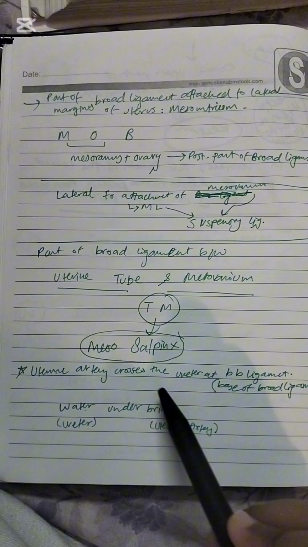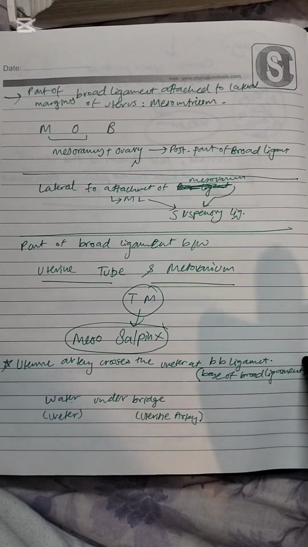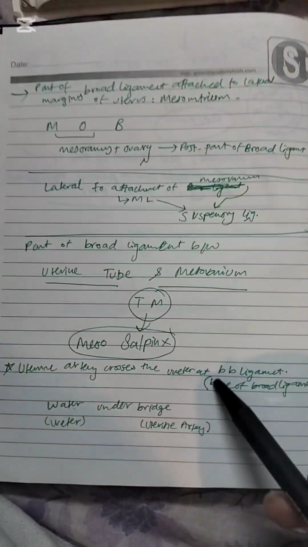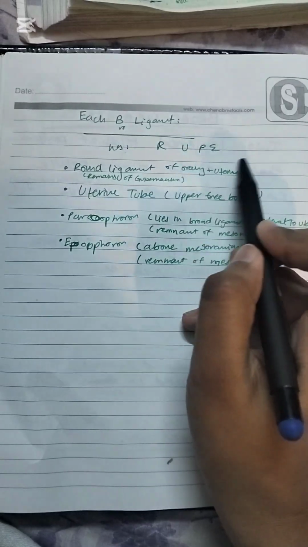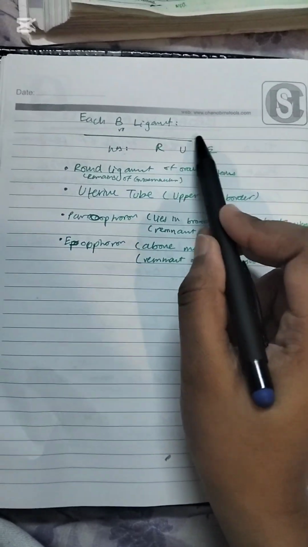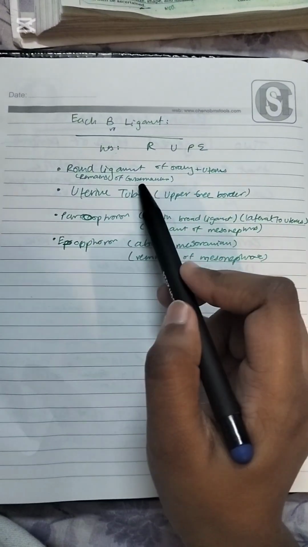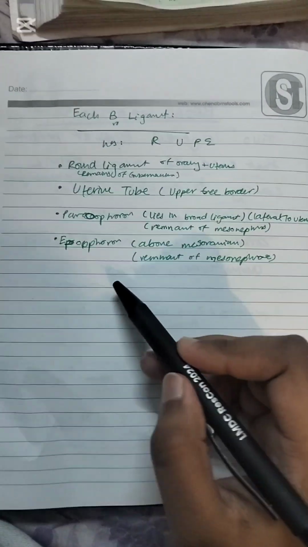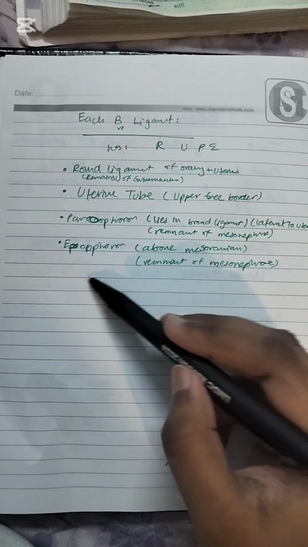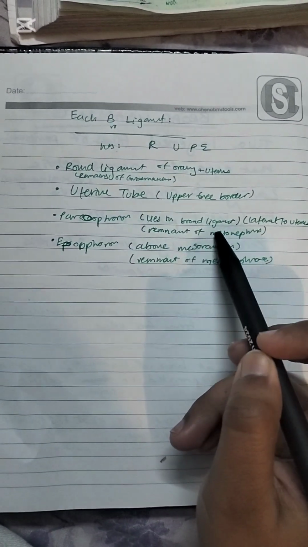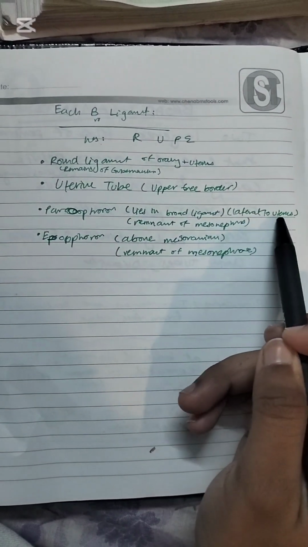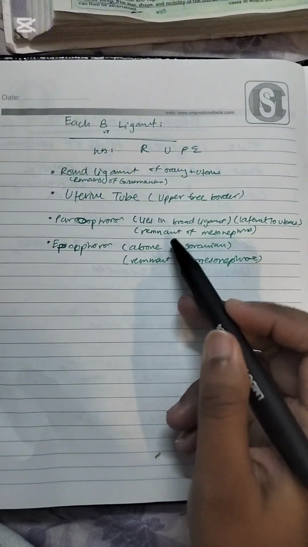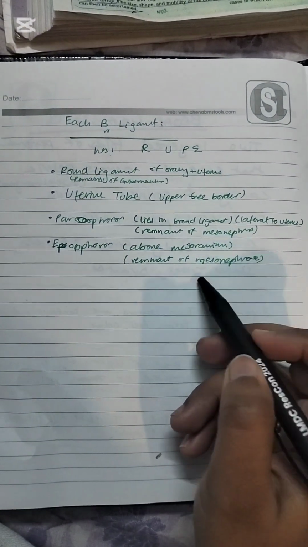Now also remember the uterine artery crosses the ureter at the base of the broad ligament. This was the water and the bridge relation. Let's consider the ureter to be the water, and the bridge to be the uterine artery. What are the contents of the broad ligament? It has RUPE contents. It has the round ligament of the ovary and the round ligament of the uterus, which are remnants of the gubernaculum. It has the uterine tube, which is at the upper free border, and it has the paroophoron and epoophoron, which are vestigial structures. The paroophoron lies in the broad ligament lateral to the uterus, and the epoophoron is present above the mesovarium. Both are remnants of the mesonephros.